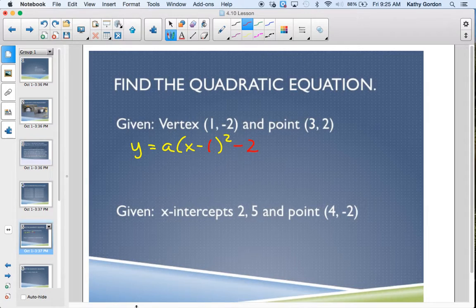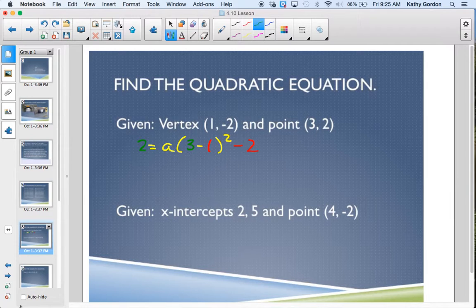But I still got 3 variables left. So is there anything else I could substitute in? Henry? You could plug in the point 3 and 2. And where would that go? So you plug in 3 for x and 2 for y. So 3 for x, 2 for y. Now how many variables are we down to? 1. And the variable that's left is the a value.